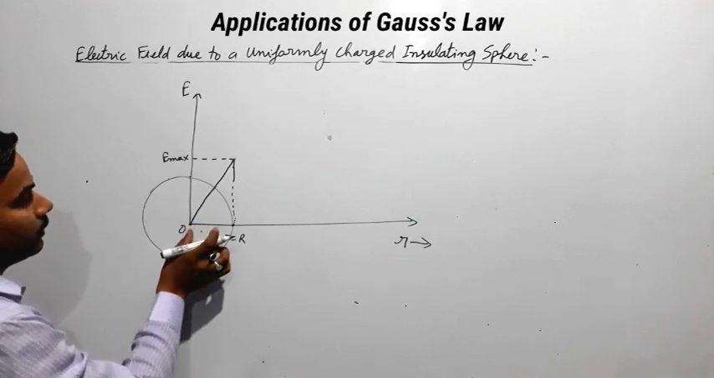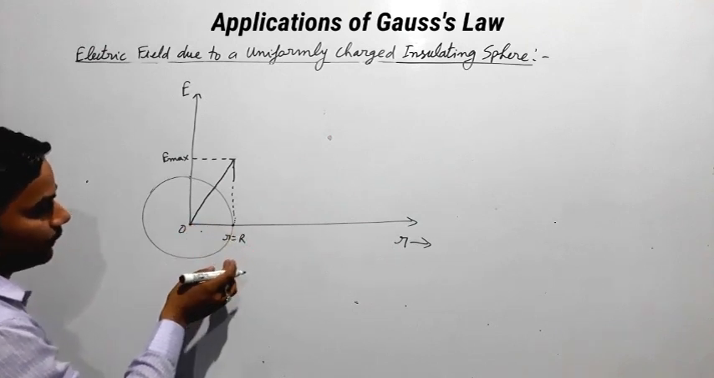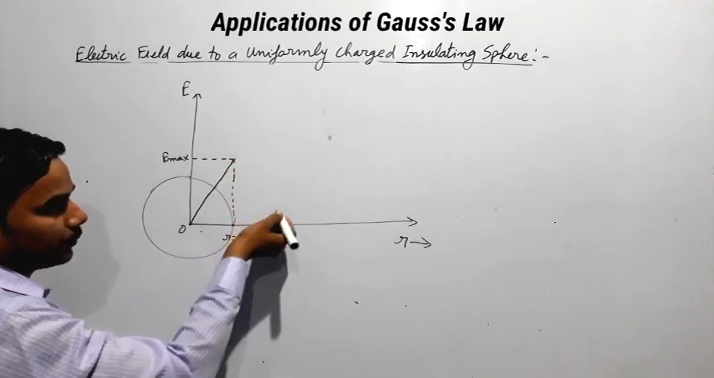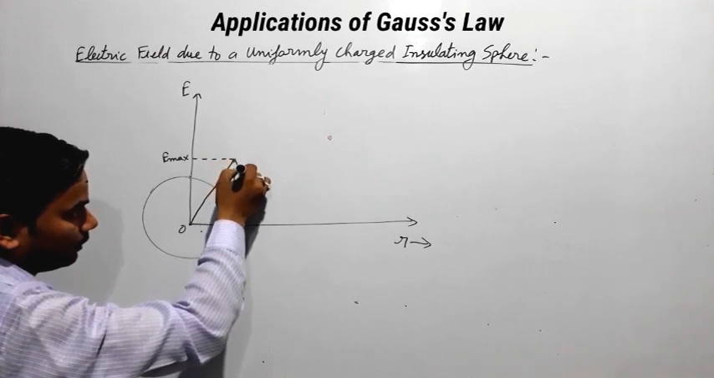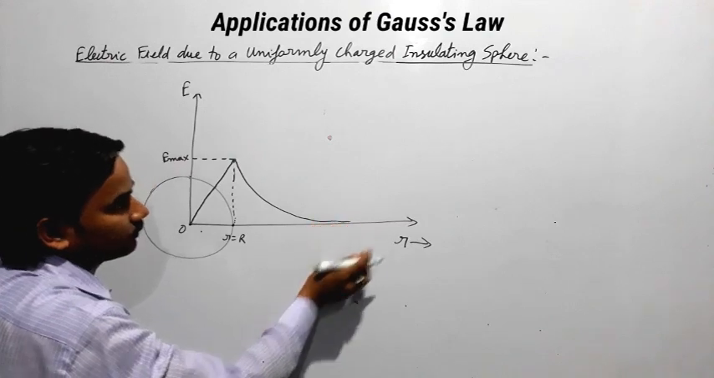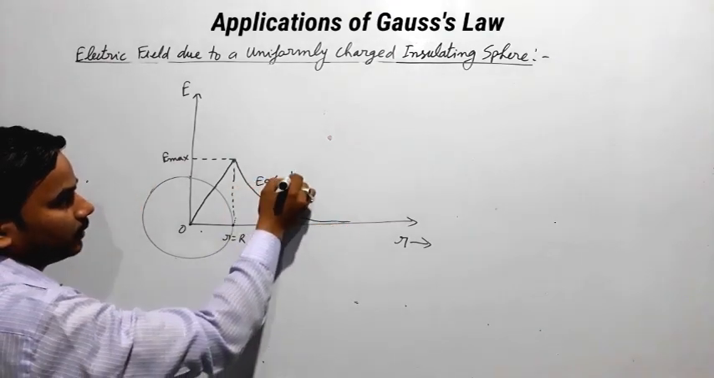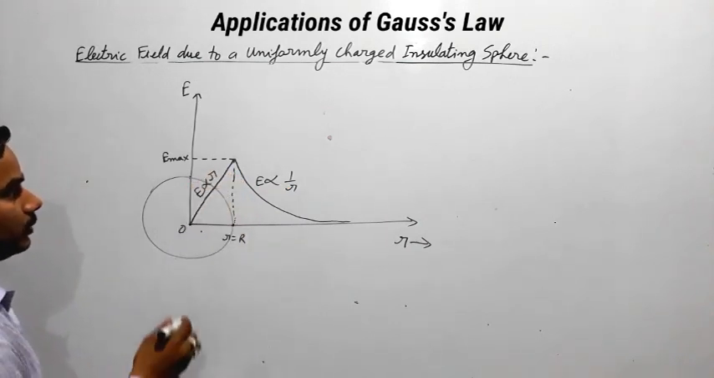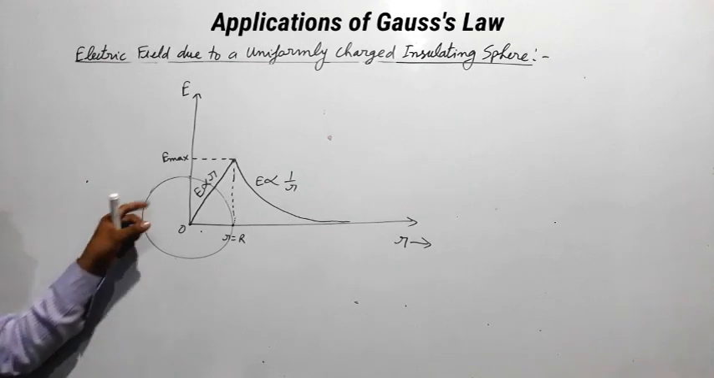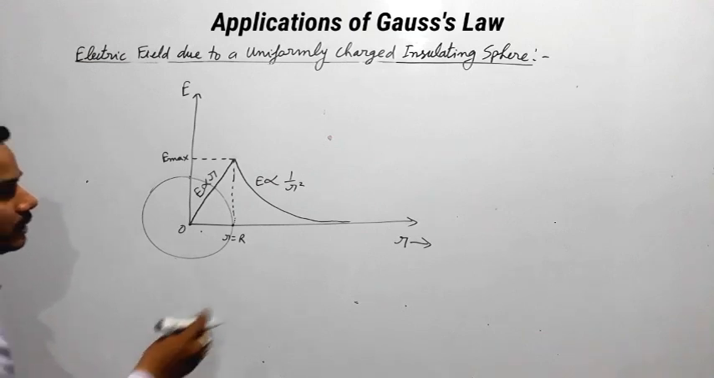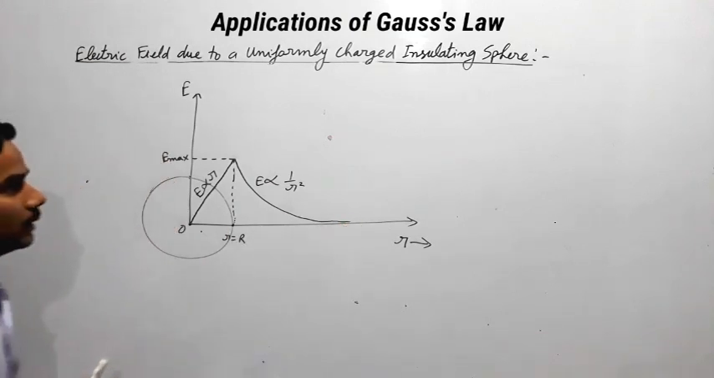After the surface, if we increase the distance, then the field will be inversely proportional to the square of the distance. So this decreases like this. Inside the sphere E is directly proportional to small r, and outside the sphere E is inversely proportional to the square of the distance. So this is the graph for an insulating sphere.